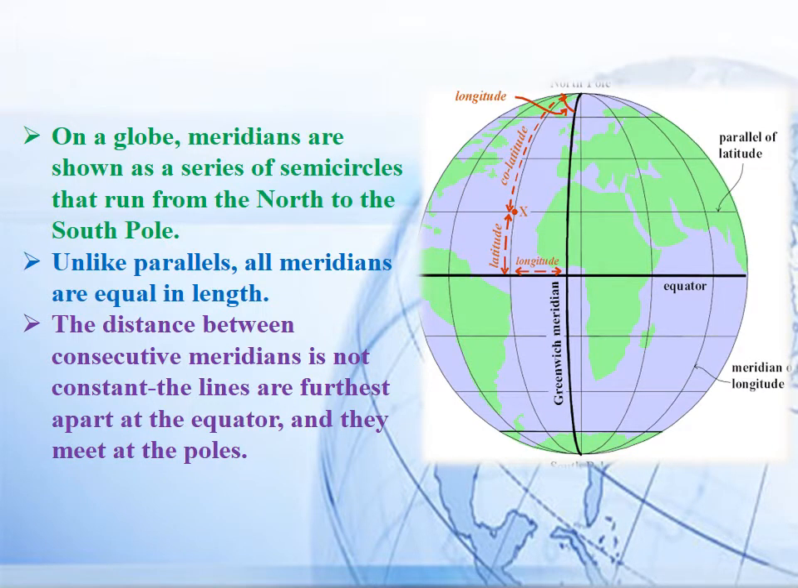On a globe, meridians are shown as a series of semicircles that run from the north to the south pole. Unlike parallels, all meridians are equal in length. The distance between consecutive meridians is not constant. The lines are furthest apart at the equator and they meet at the poles.